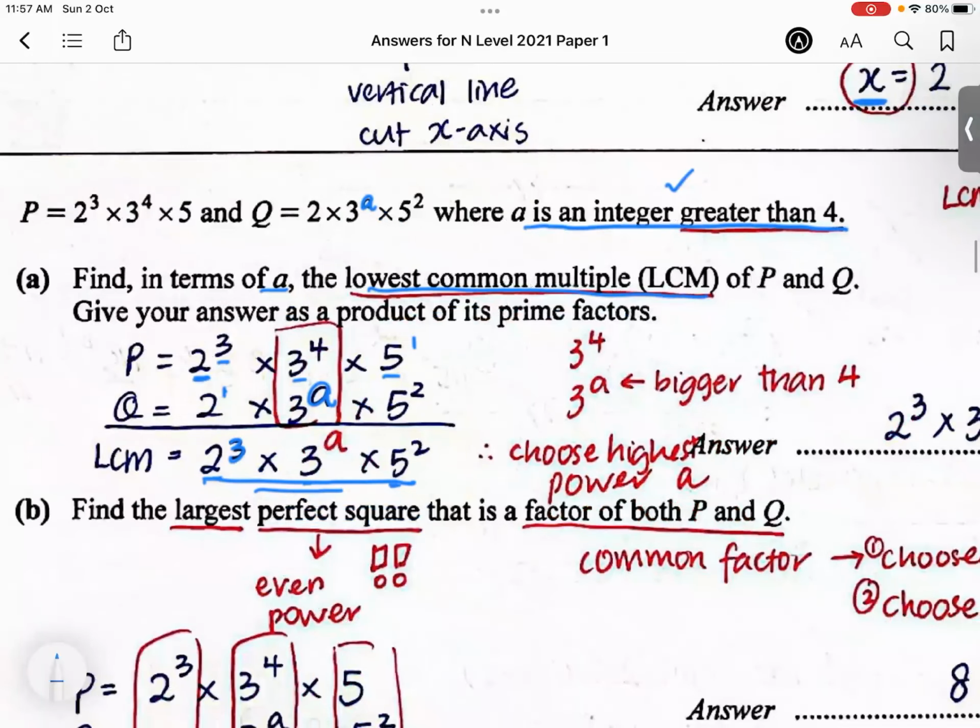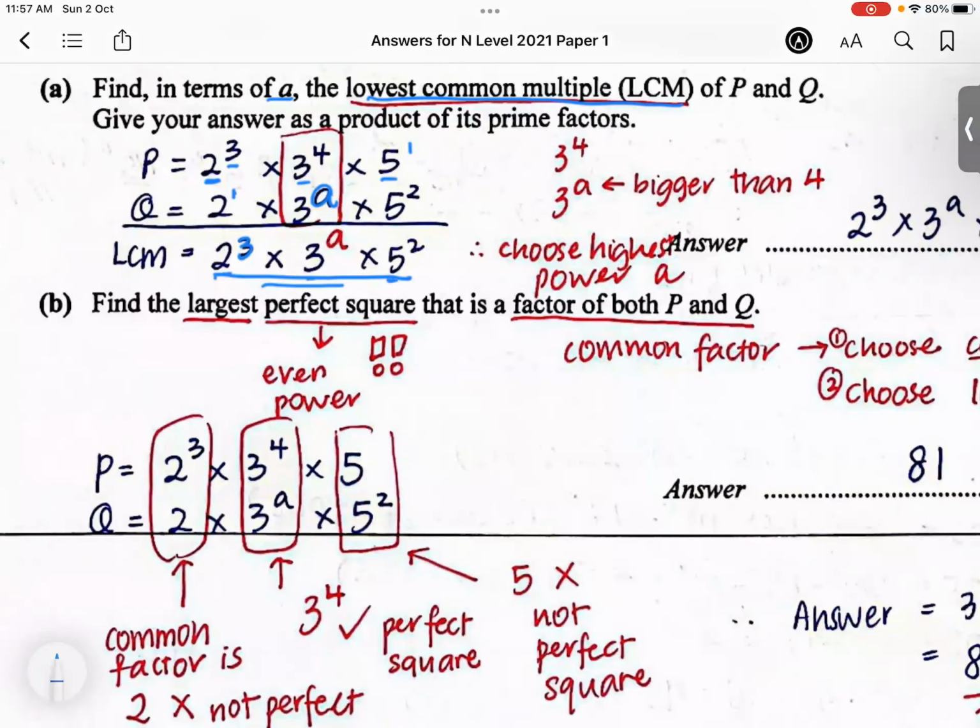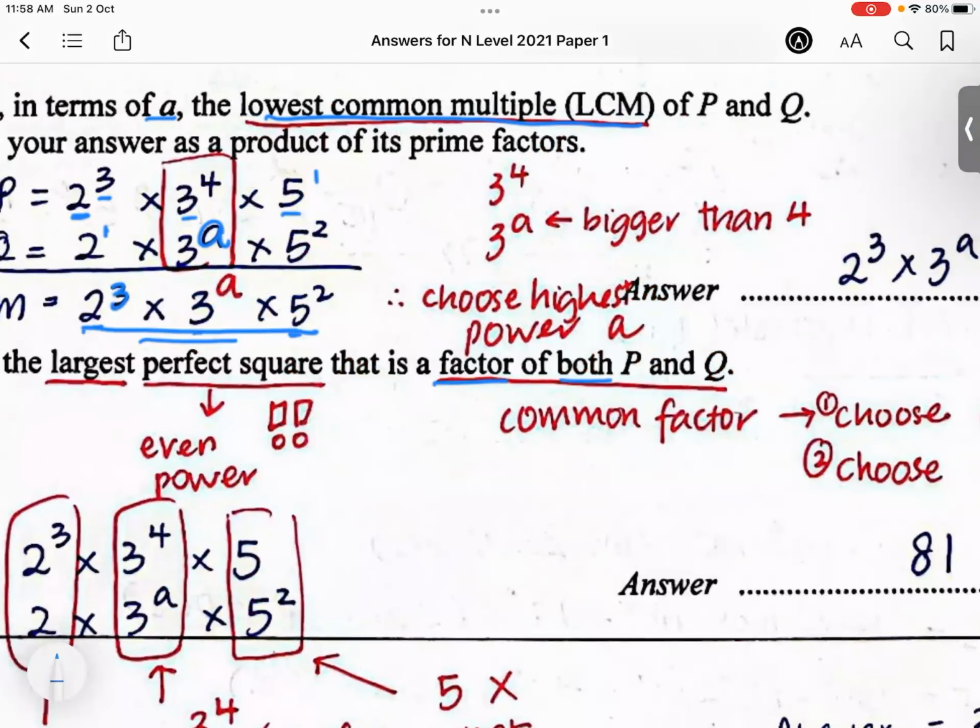Next question. Now part B, normally this kind of question will ask you to find the largest integer which is a factor of both. When the words just say factor of both, it means we are looking for the highest common factor. Okay, but technically, what do we choose about common factor? We choose factors that are common, and we choose the lowest power.